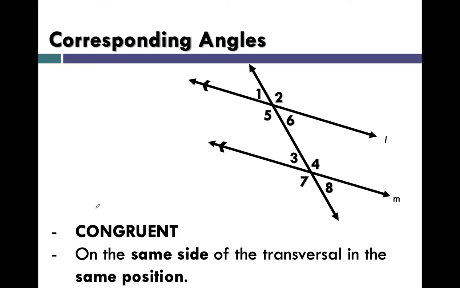Okay, our first new angle pair is called corresponding angles. These angles are congruent to each other, and they are on the same side of the transversal and in the same position.